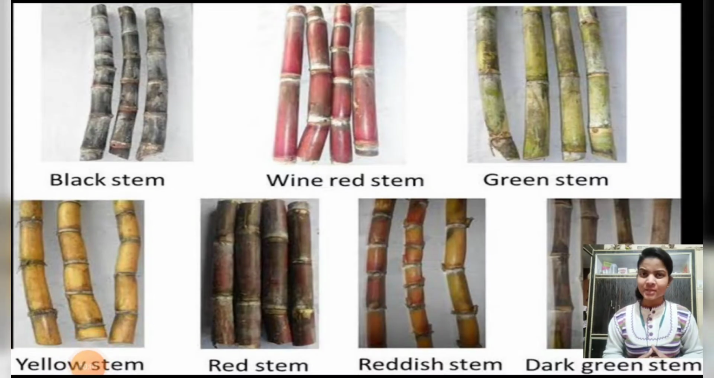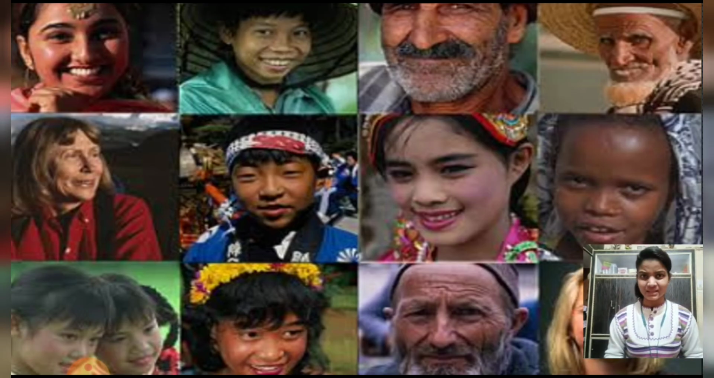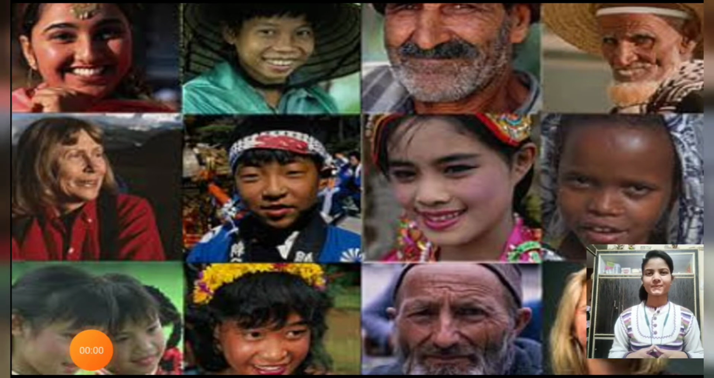If we observe a field of sugarcane, we find very little variation among the individual plants. But in a number of animals, including human beings, which reproduce sexually, quite distinct variations are visible among different individuals. In this chapter, we shall be studying the mechanism by which variations are created and inherited. So let's get started.